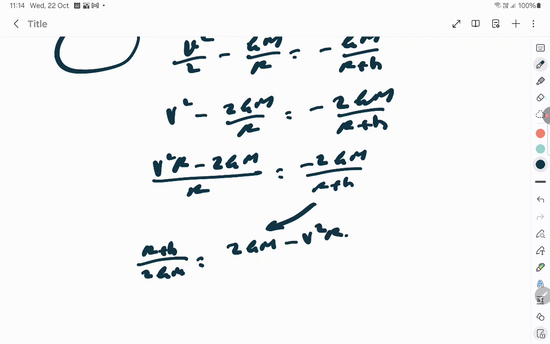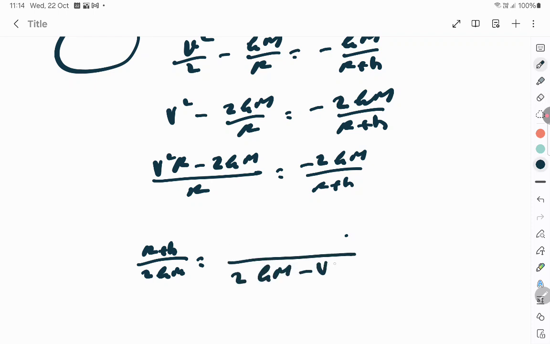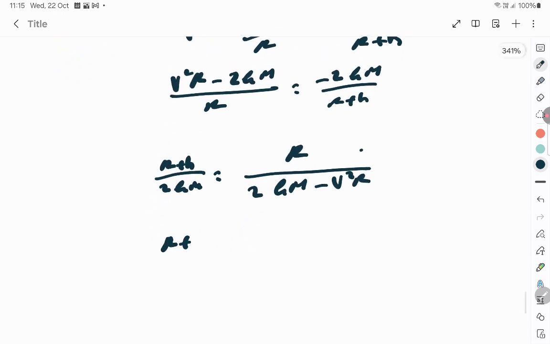Okay, you have to reciprocal it, right? So this has to come in the denominator. Switched 2 gm minus v square R in the denominator and an R on the numerator. Therefore, R plus h is equal to R into 2 gm by 2 gm minus v square R.